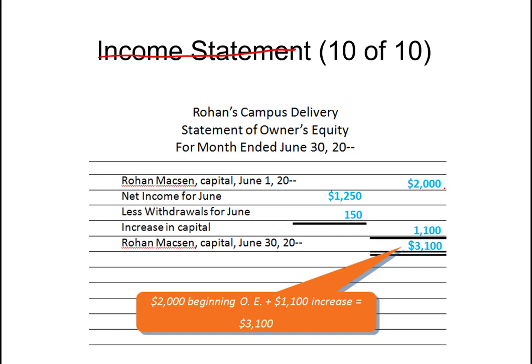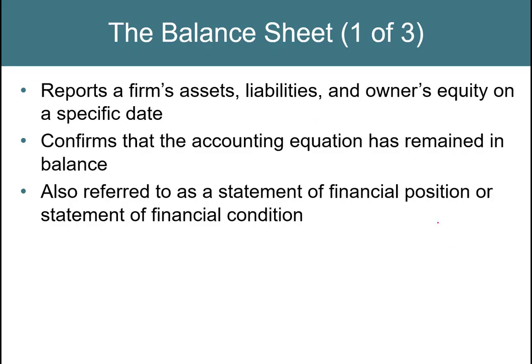You start your business with a capital of 2,000, then you make a profit of 1,250. You withdrew 150, so your new capital will be 3,100. So this is your new capital. And finally, we look at the balance sheet. What is a balance sheet? A balance sheet is a statement listing all the assets, liabilities, and owner's equity at a specific date. So this confirms the accounting equation.